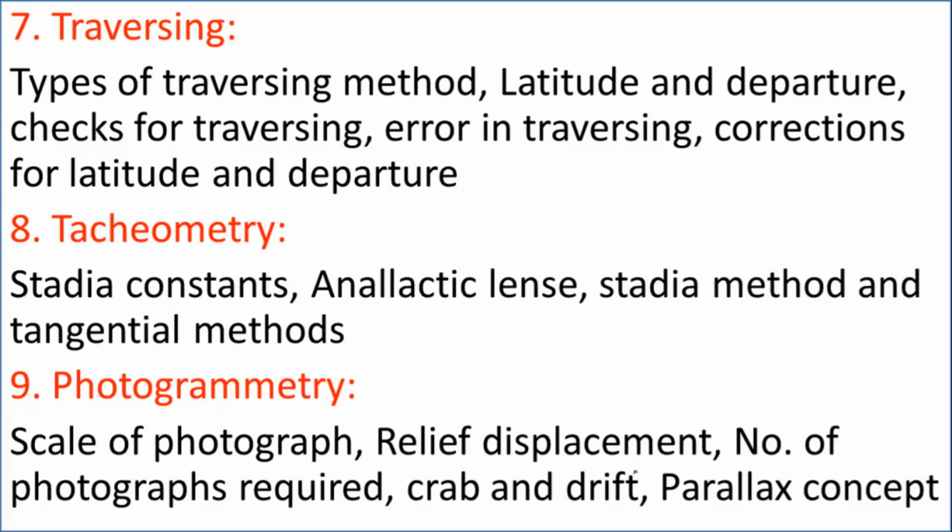Then the next chapter is photogrammetry. In photogrammetry we will see how to determine the scale of the photograph. There is another concept called relative displacement, by using which you can determine the height of towers or buildings. Then we will calculate the number of photographs required for a given area and a given scale. Then we will see the defects of the photograph, which are crab and drift. Then we will use the parallax concept to determine the distance.